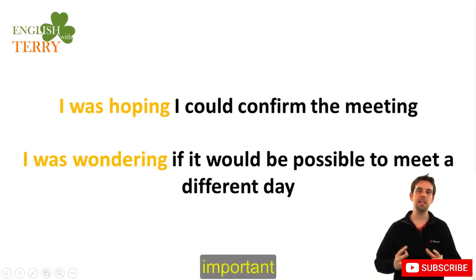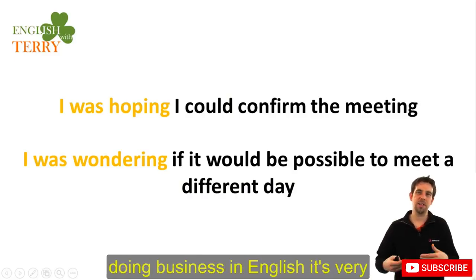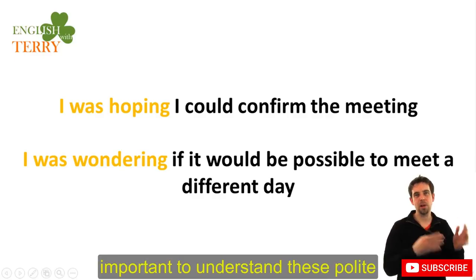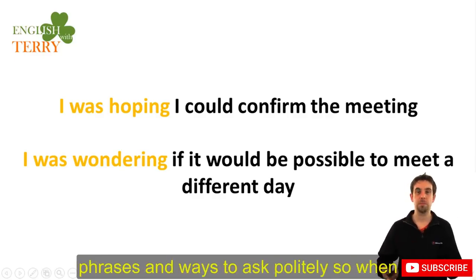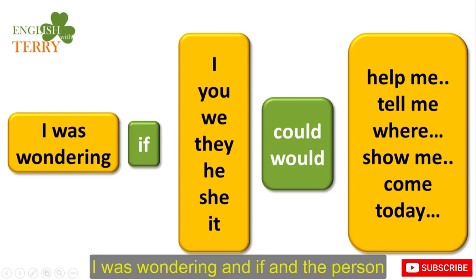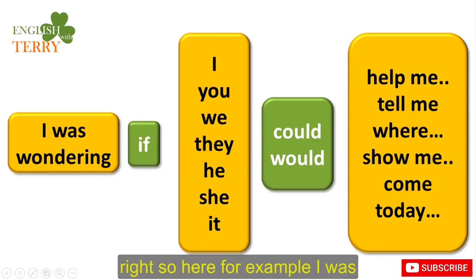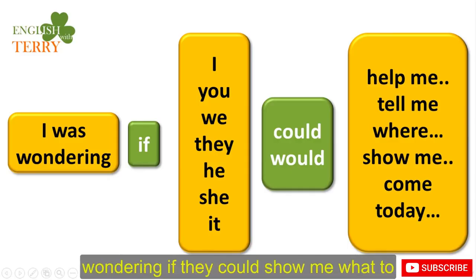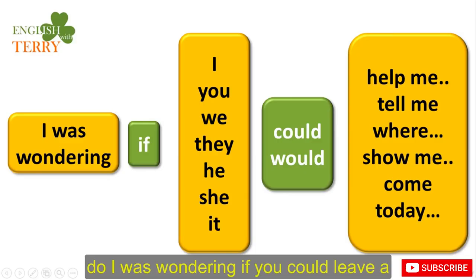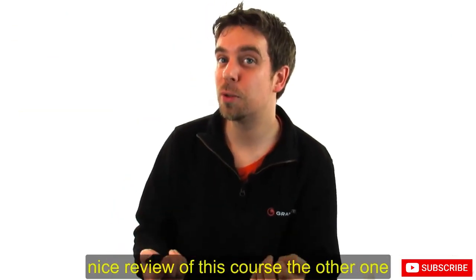This is extremely important in business in English. When you are doing business in English, it's very important to understand these polite phrases and ways to ask politely. So when we look at I was wondering if, really it's I was wondering and if and the person could or would and then just the verb, right? So here, for example, I was wondering if they could show me what to do. I was wondering if you could leave a nice review of this course.